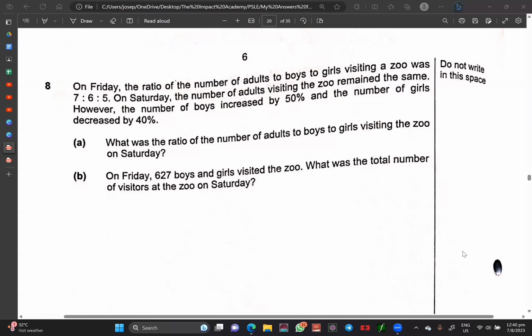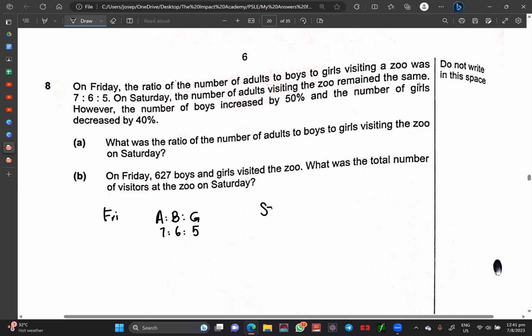Let's move on to the next question. As you can see over here, it says that on Friday, the ratio of the number of adults to boys to girls visiting a zoo was 7:6:5. Okay, so we do not know the concept yet. Of course, we can say that it's ratio, but that, remember, is not a concept, that is a topic. Okay, so we say that on Friday, for adults to boys to girls, it will be 7:6:5. Okay, so this is the first thing that you want to do.